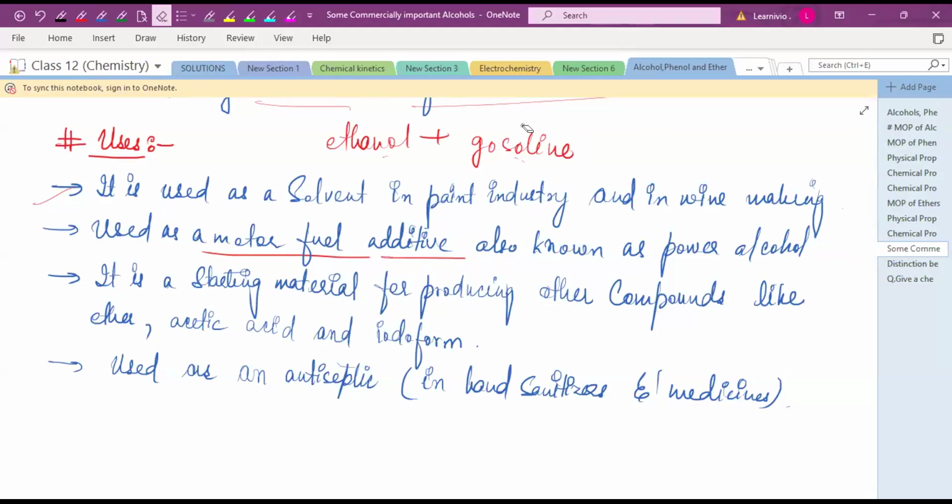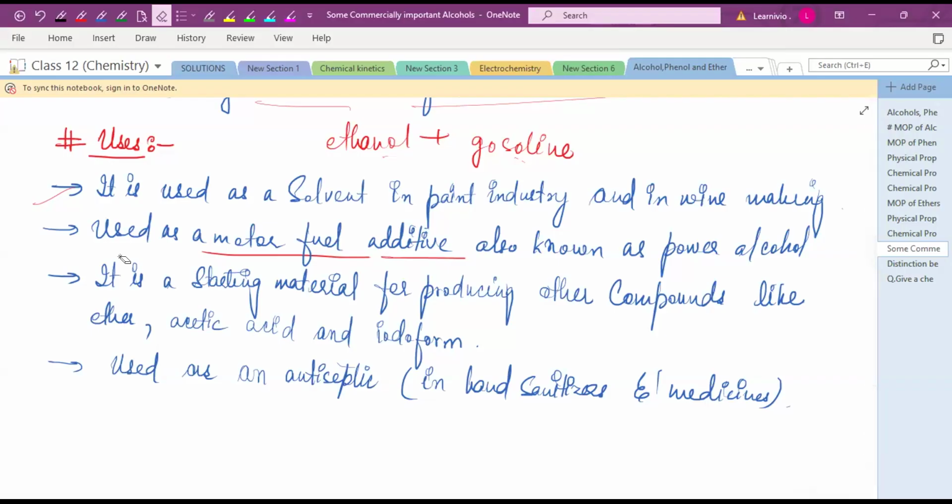So why do we use ethanol as a power alcohol? It is used as an additive in the motor fuel, basically to improve the engine performance and to reduce pollution. It increases the fuel's rating, which helps prevent knocking in the engine and makes the engine very smooth, and powerful combustion takes place. That's why we use this as a motor fuel additive, as a power alcohol.